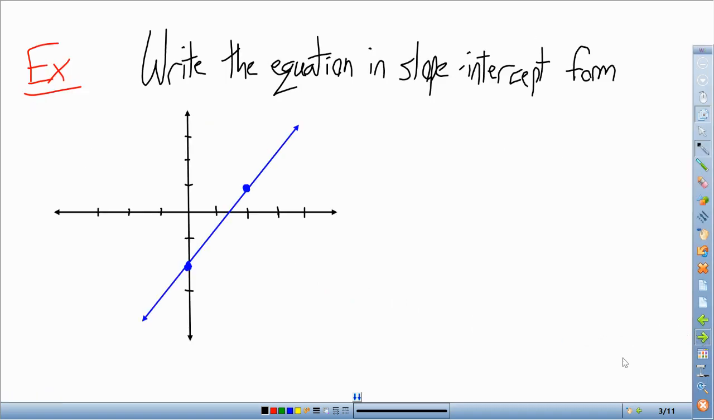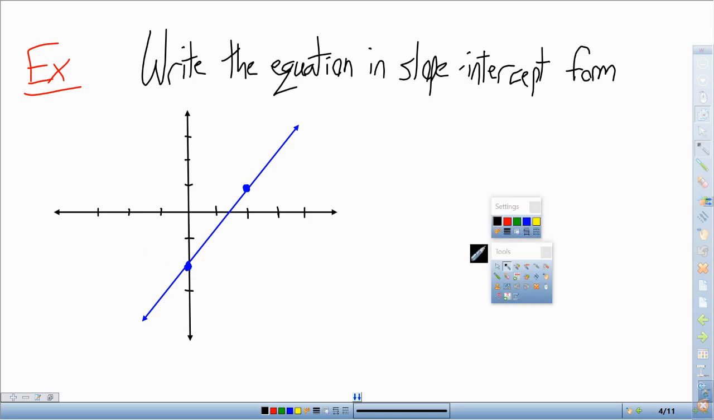Okay, so now let's try this in the context of given a graph. Go ahead and copy the graph, and we'll try. Okay, so write the equation in slope-intercept form. Asking us basically to do the same thing, though on this problem, they're not specifically giving us the slope and the y-intercept. We'll need to find it ourselves.